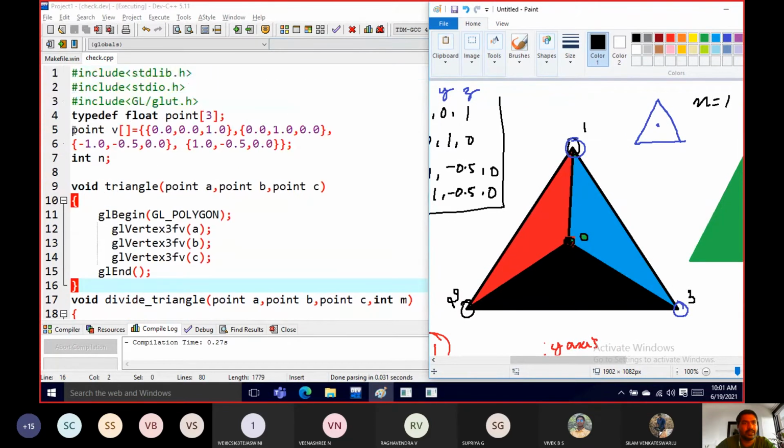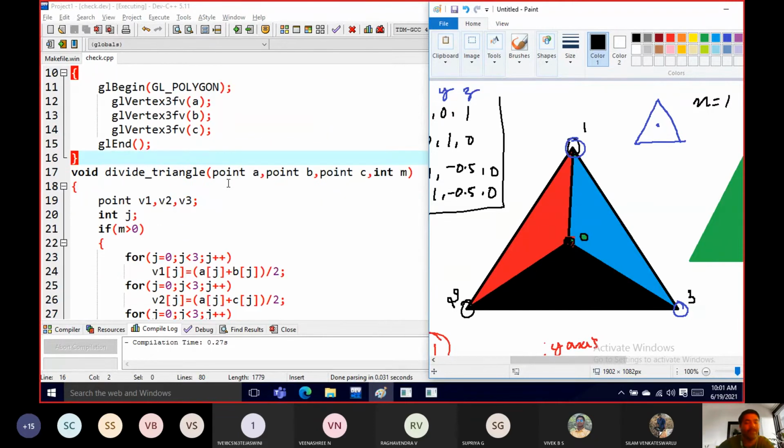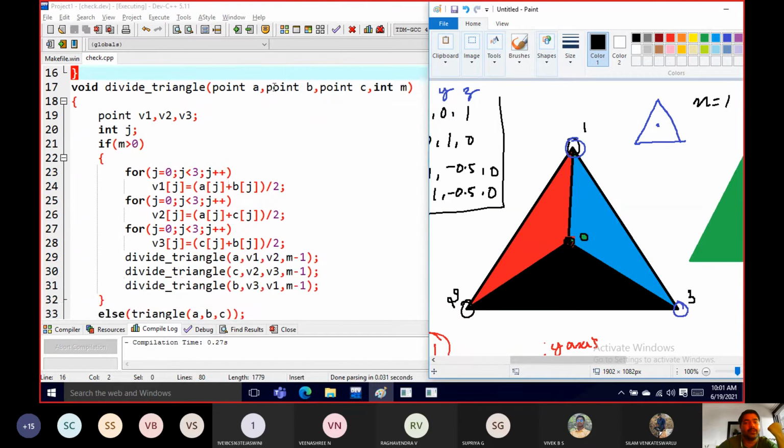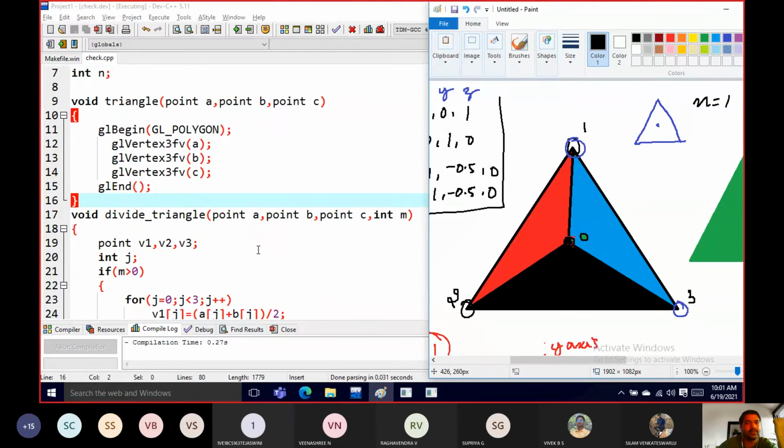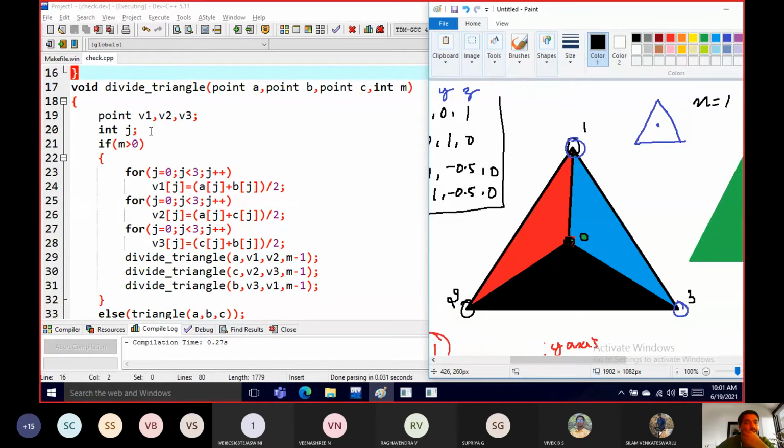What is point? Point itself is an array, so it's an array of arrays basically. So point of A, B, C. The values 0, 1, 2 come and reside here as A, B, C. We create points V1, V2, V3. Why are V1, V2, V3 needed? We'll try to understand what that exactly says.